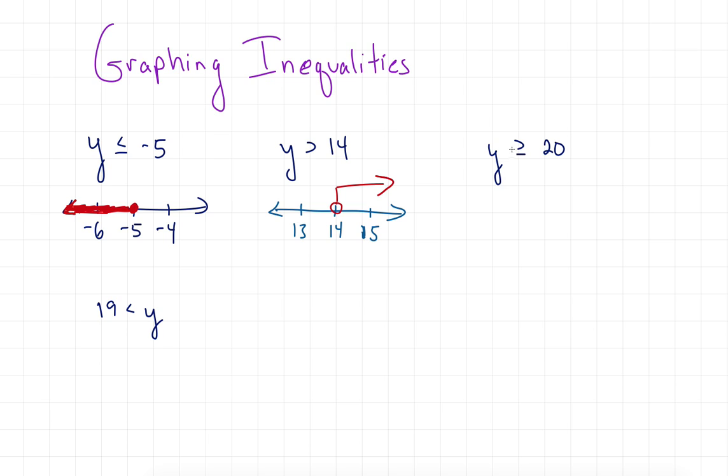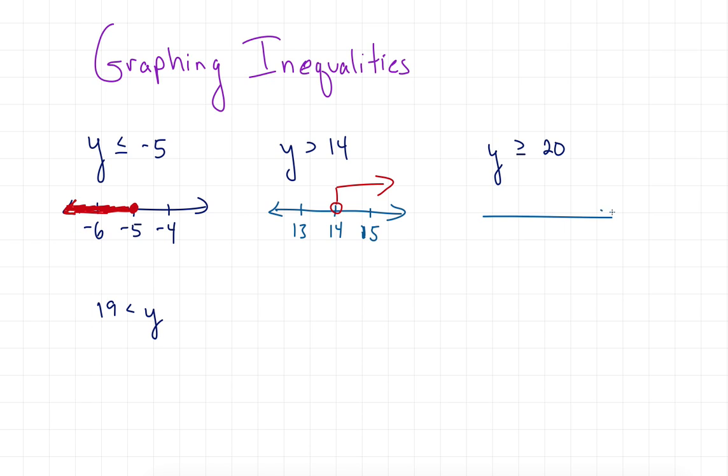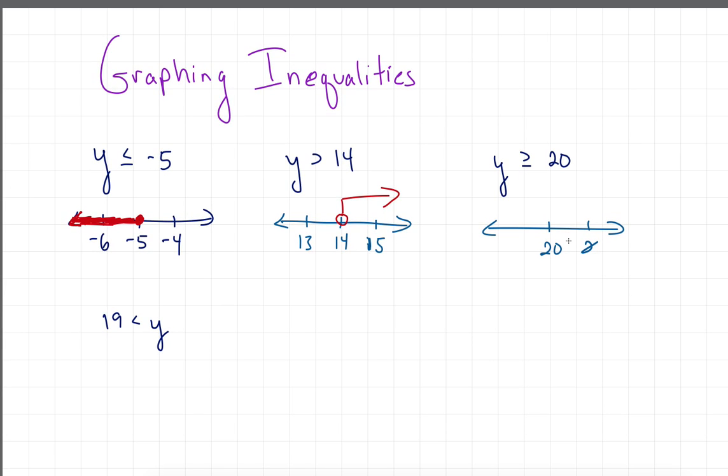I have one more here. y is greater than or equal to 20. So let's look at that here. We have our number line. Put 20 here. We have 21 and 19 over here. Since y can include 20, we're going to put that circle and fill it in. And the numbers that are greater than 20 are to the right of 20 on the number line, so it's going to go that way.